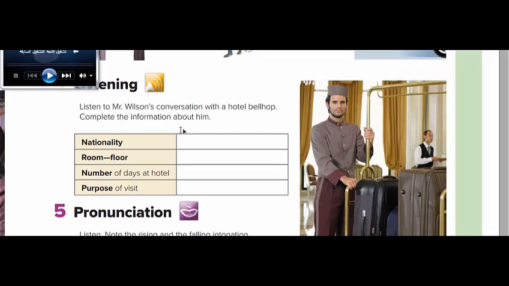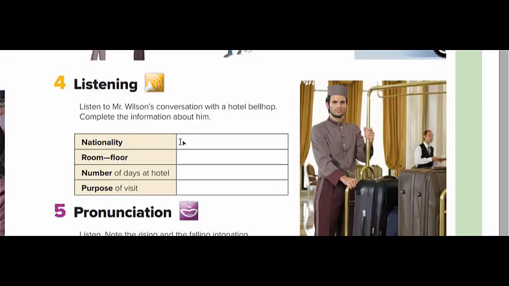طبعا بإمكانكم أن تشغلوا الفيديو مرة ثانية وتستمعوا مرة ثانية للمقطع الصوتي وبإمكانكم أن تعطوا أنفسكم take time to answer. So what is the man's nationality? From the UK. We can say British or we can say English, but it's British. UK, المملكة المتحدة. So this means that he is British.